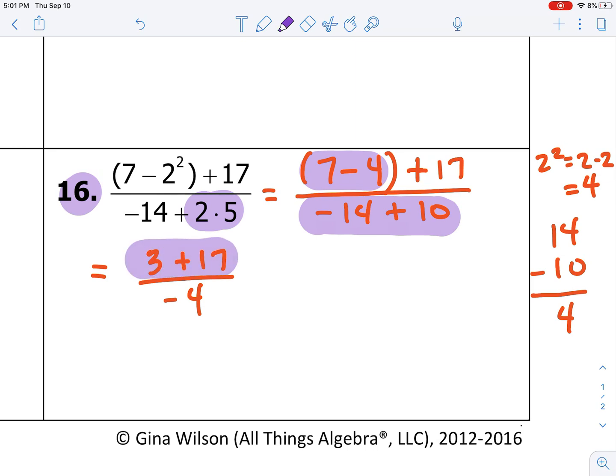Next, looking back again at the numerator, 3 plus 17, can add that together. 3 plus 17 makes 20. Last step, 20 divided by negative 4. 20 divided by negative 4 is negative 5.